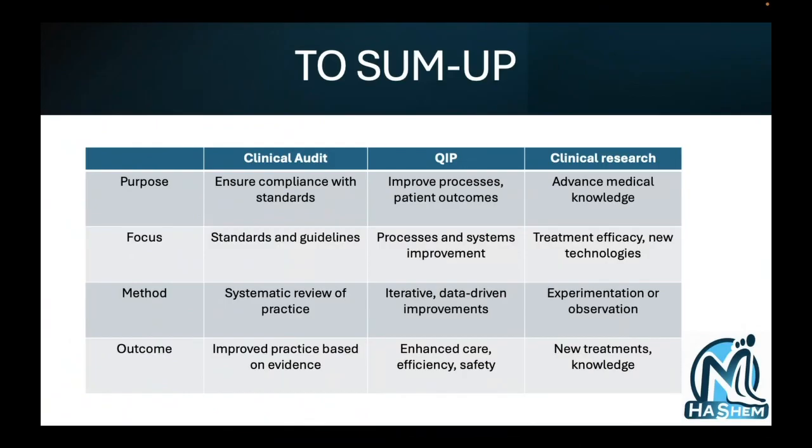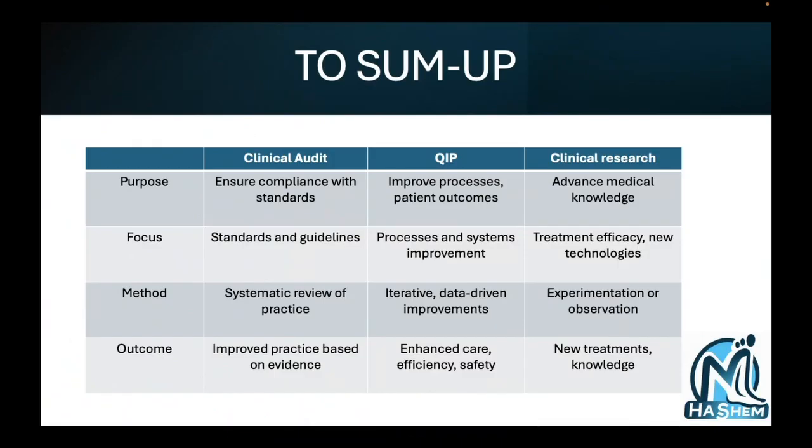The focus of the clinical audit is to compare your practice to a standard or guidelines. The focus of the QIP is to find your areas of strengths and weaknesses. The focus of clinical research is to ensure that you have an efficient treatment with new technology and new treatment options. The method in clinical audit: you collect the data about your current practice and compare it to the guidelines. In the QIP, you assess your practice, analyze it, and come up with the areas of strengths and weaknesses. In clinical research, you either observe, or you intervene or experiment.